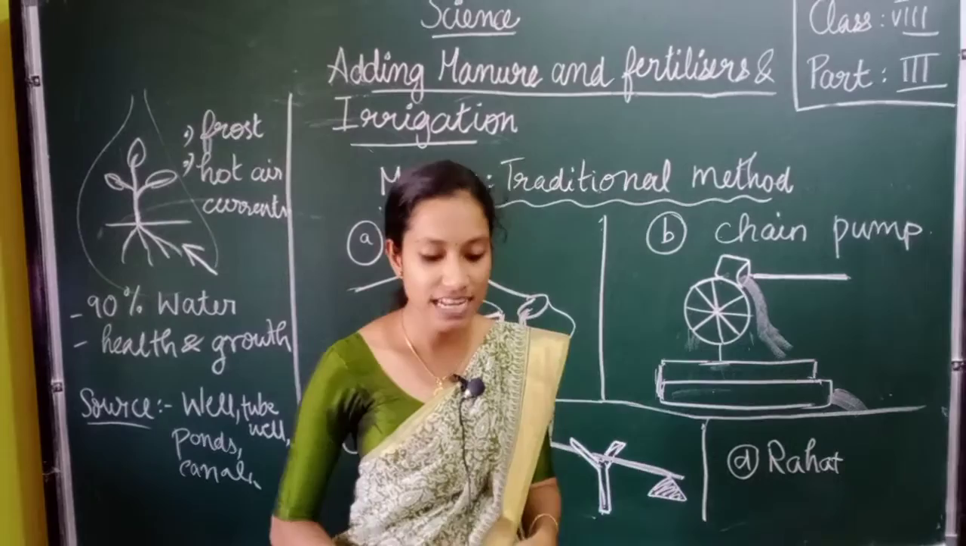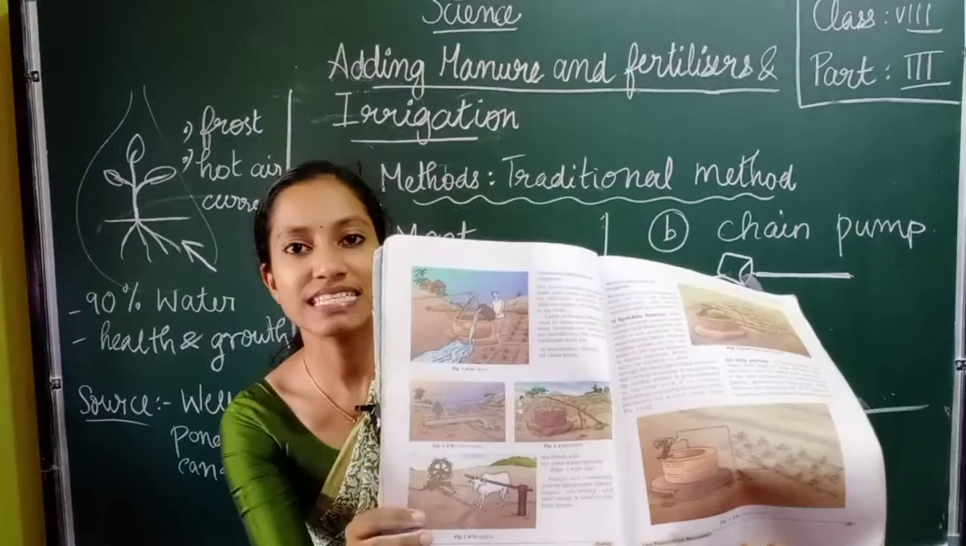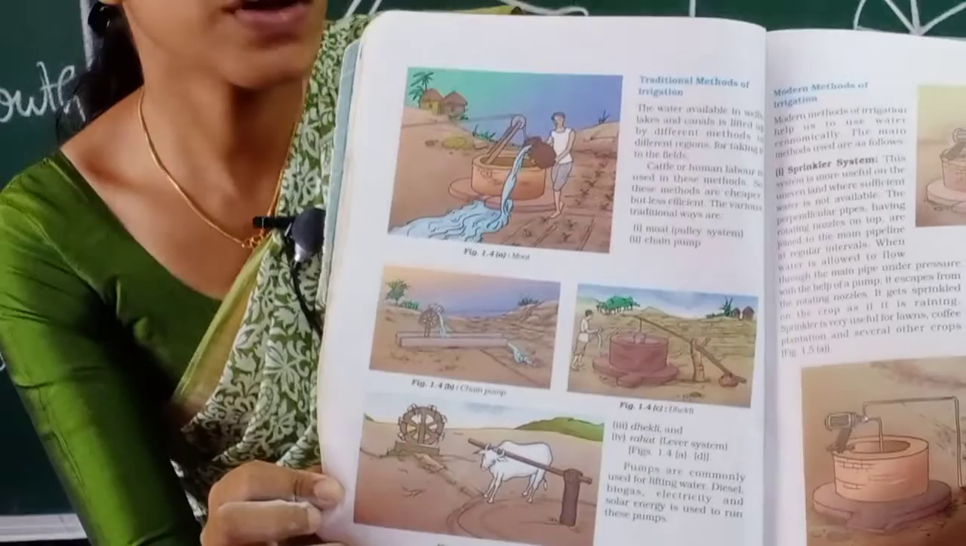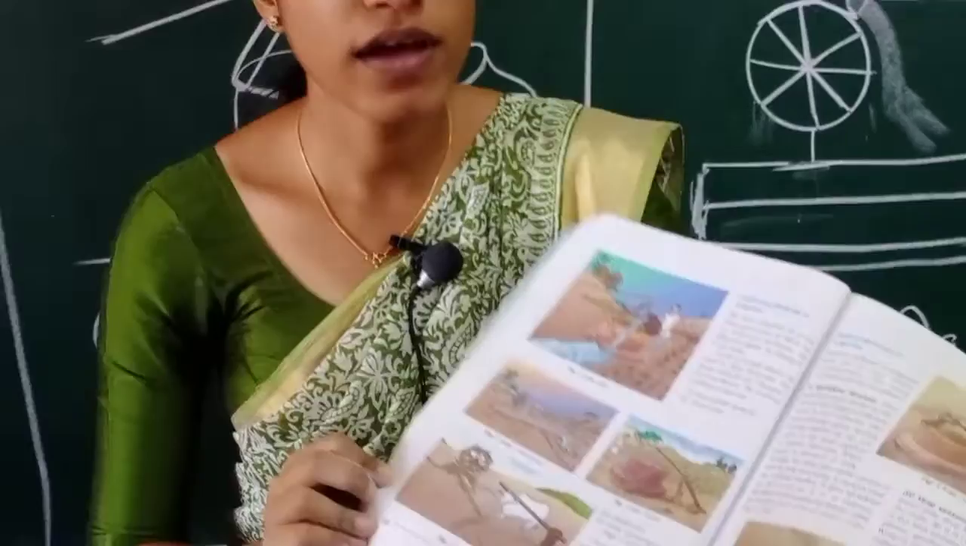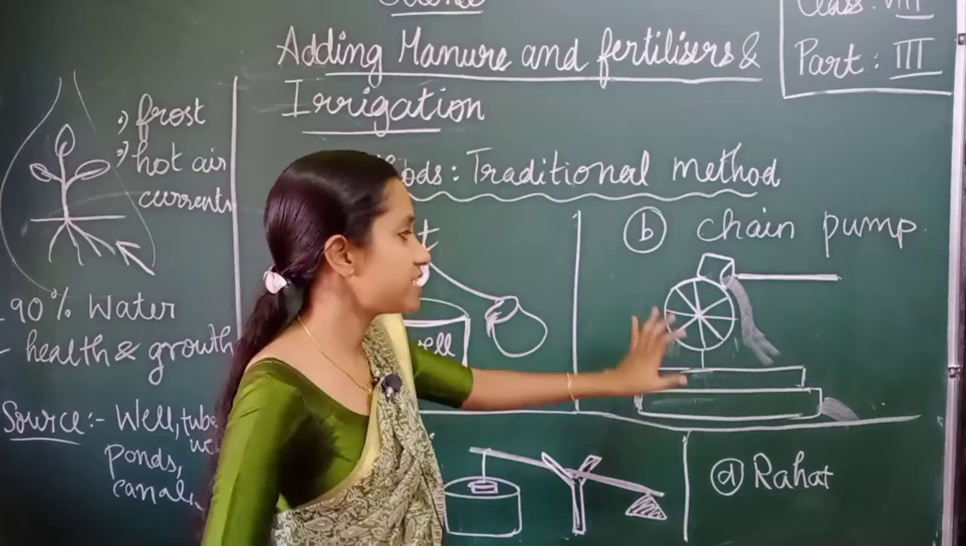So children, these traditional methods of irrigation, you can see the images on page number 8. You can see there are mainly four methods of irrigation. Please take page number 8 of your textbook and observe these images while I am describing. Students, we are going to discuss the traditional methods of irrigation, and you may refer to the diagrams provided in the textbook when I am describing.